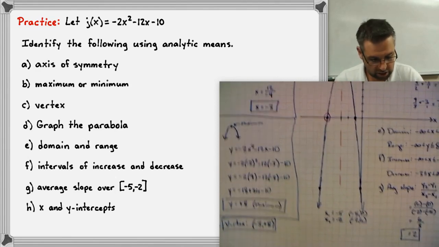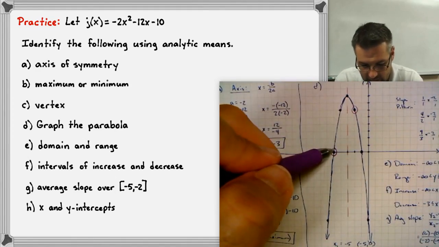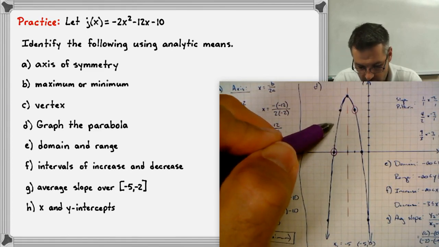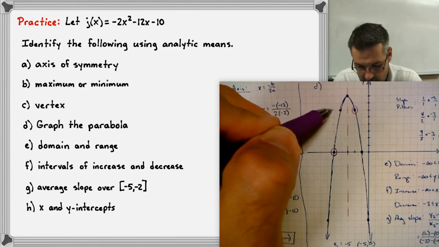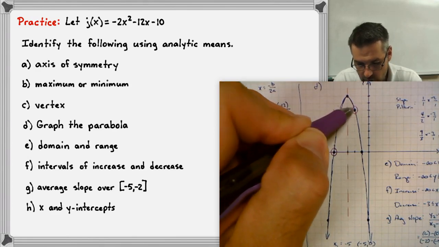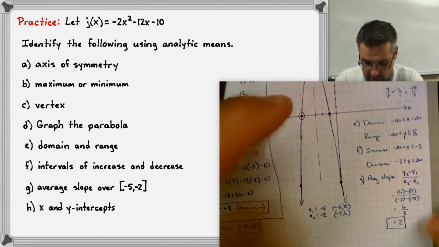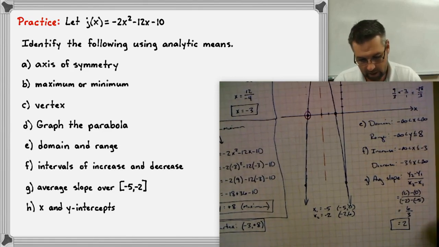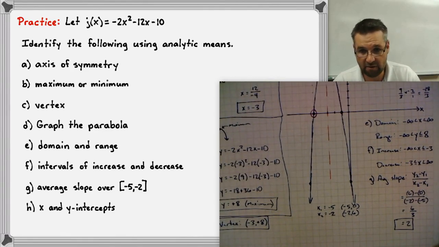Now we can check that. To go from here to here, I went up 1, 2, 3, 4, 5, 6, and over 1, 2, 3. I went up 6 and over 3, exactly what I have here, and that reduces to 2. Okay? So that is my average slope.